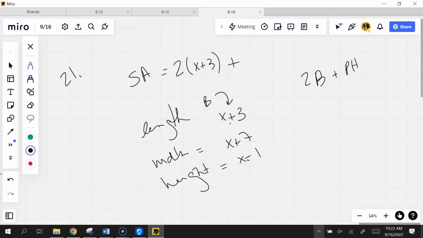Plus the perimeter, which the perimeter of the whole thing is going to be all the way around, right? So I'm going to add all 3 of these together for perimeter. Actually, I'm going to add length, length, width, width. Not like this, no. Times the height.